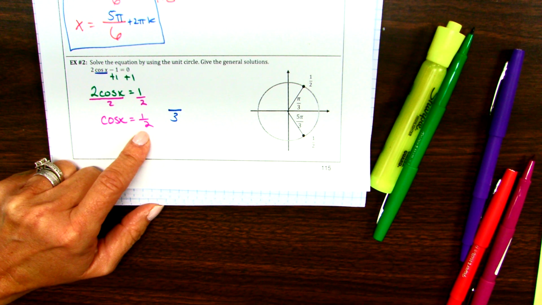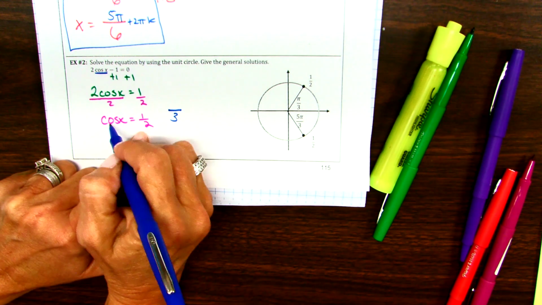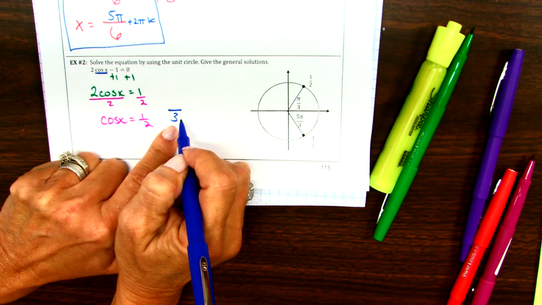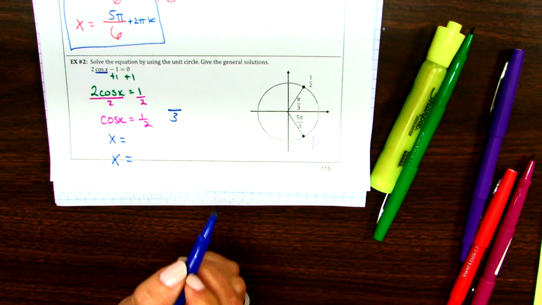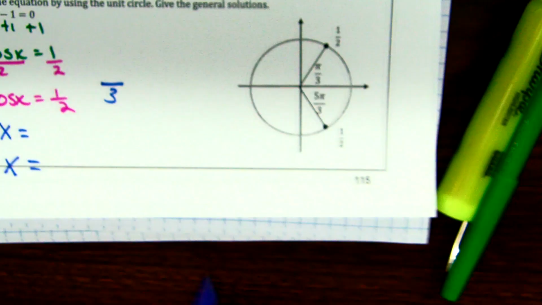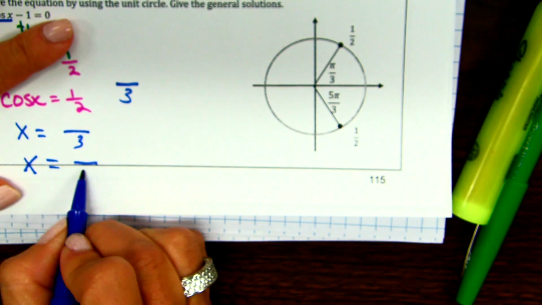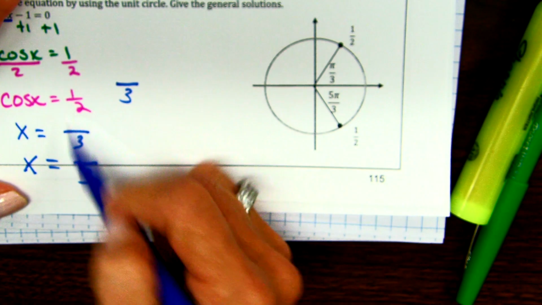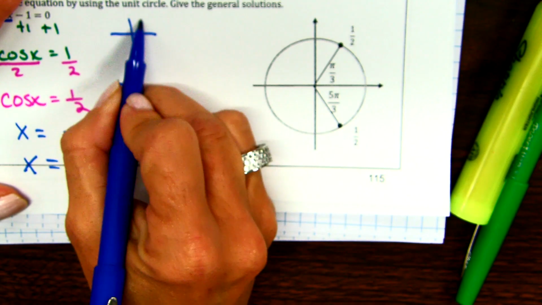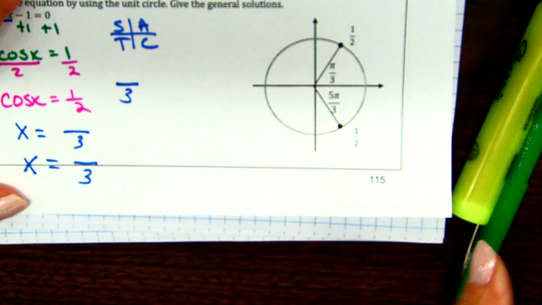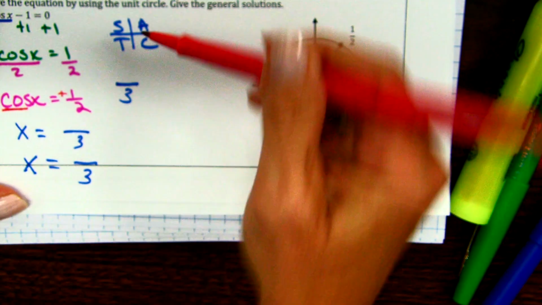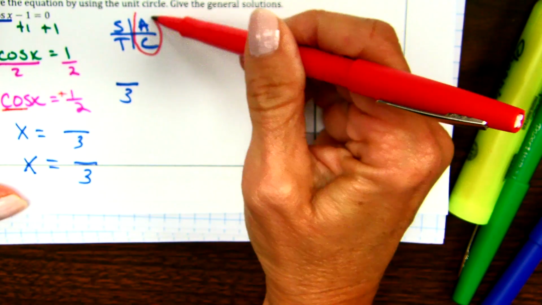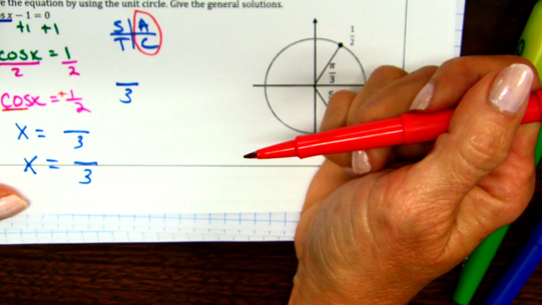Scan the unit circle. Where do I see an x value of 1/2? That's at all of my denominators of 3. So I know that there's going to be 2 of them. And that's going to be a denominator of 3, okay? And now we need to figure out the numerators. Where is cosine positive?